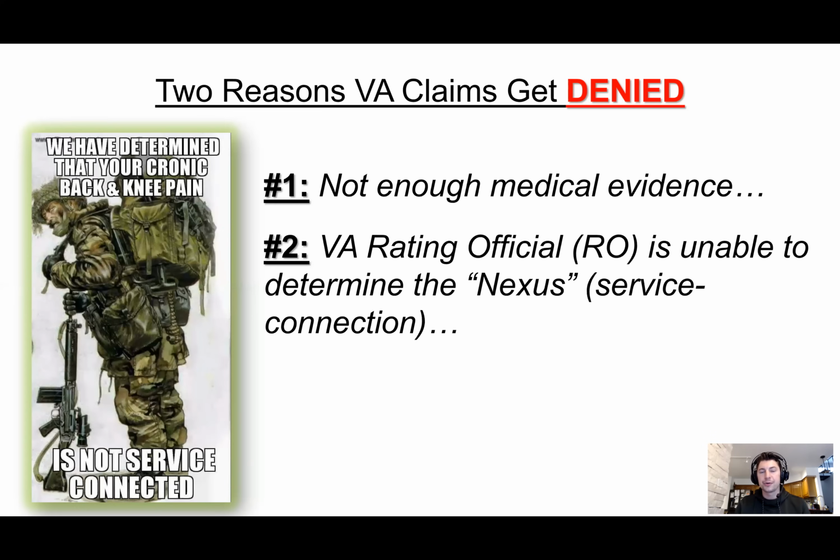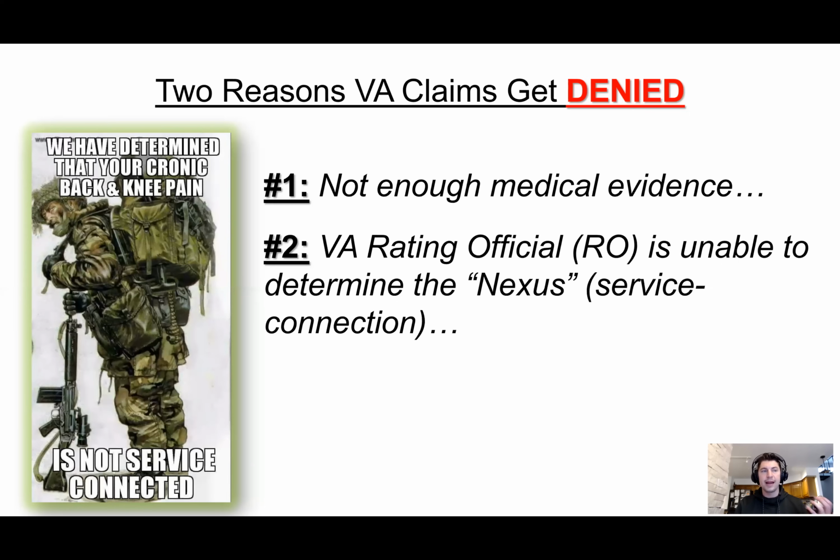It is not culturally acceptable within active duty service to go to the doctor for every little thing that happens to you. Well, the problem is you didn't go to the doctor enough. And then when you get out, you go to file your VA disability claim 5, 10, 20, 30 years later, and all that stuff comes back not service connected.